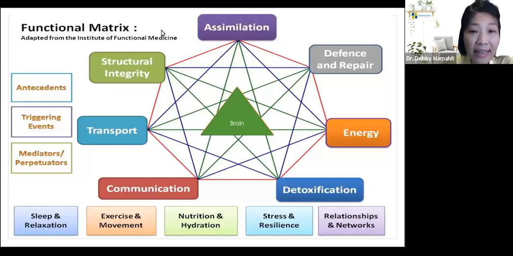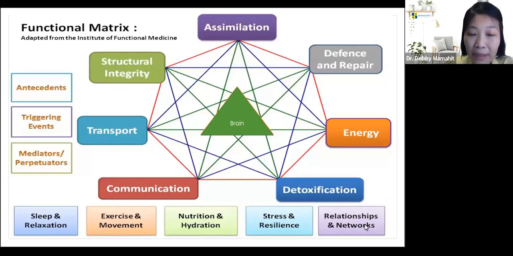So all these things are so important in the work of the brain, and they will determine how well the brain actually works. And another thing that you see in this slide is the buttons at the bottom. These buttons are the ones that I will talk about later on, okay? Remember these buttons: sleep and relaxation, exercise and movement, nutrition and hydration, stress and resilience, and relationship and network.